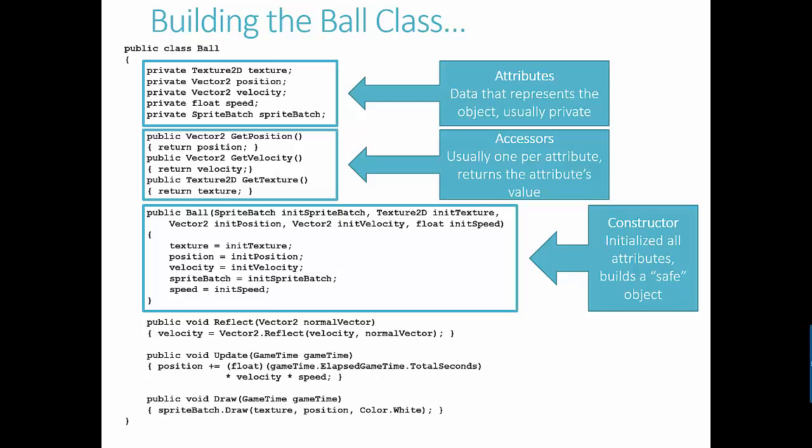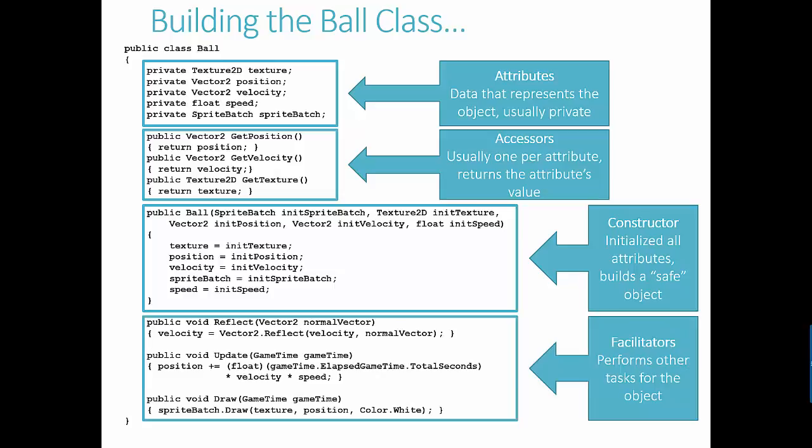Finally, we see 3 facilitators that help the ball accomplish more exciting things. A reflect method that requires the normal vector. The reflect method will then reflect the ball's velocity around that normal vector. There's an update method that will run every frame and move our ball a little, and a draw method that will simply draw the ball at its current position.